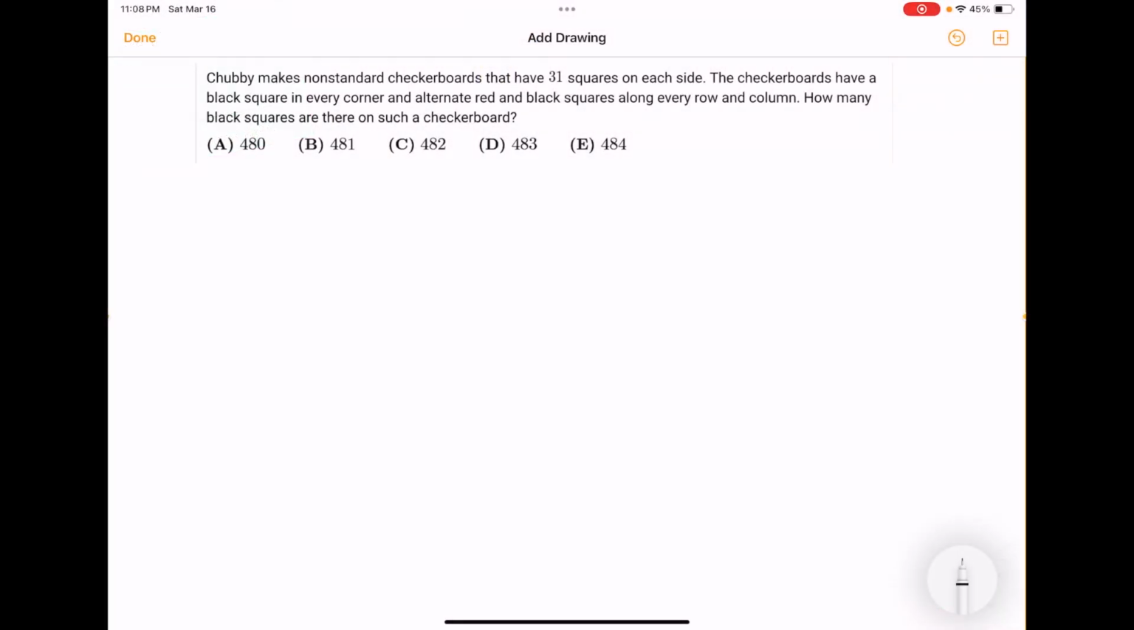The problem states, Chubby makes non-standard checkerboards that have 31 squares on each side. The checkerboards have a black square in every corner and alternate red and black squares along every row and column. How many black squares are there on such a checkerboard?